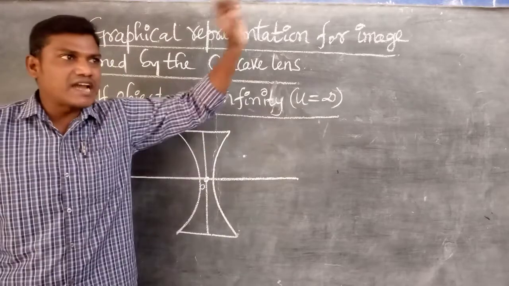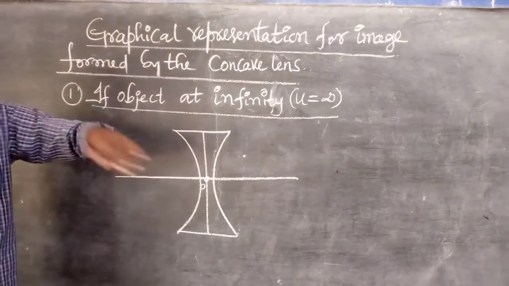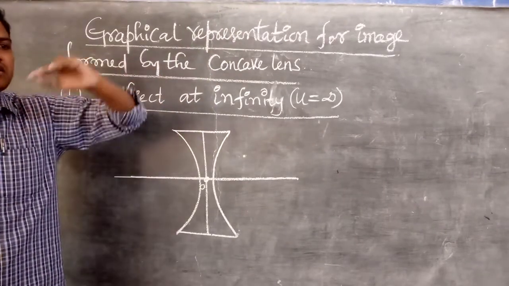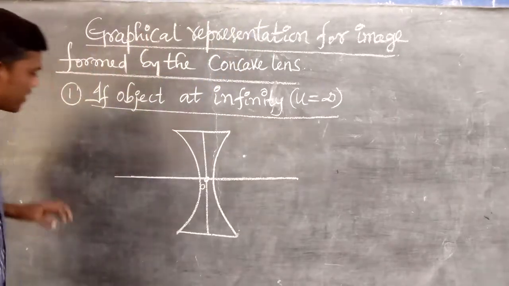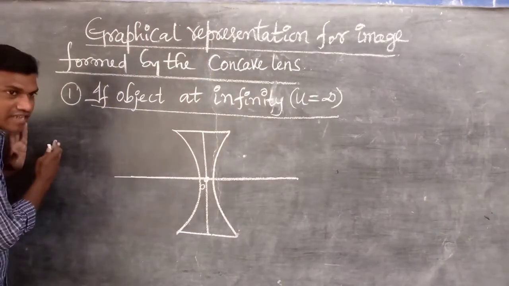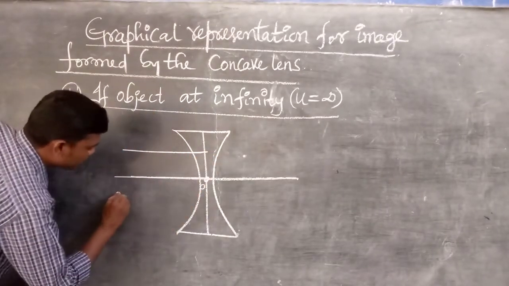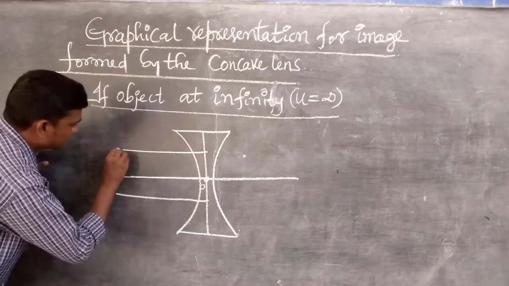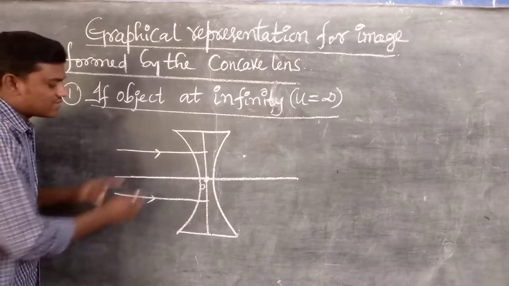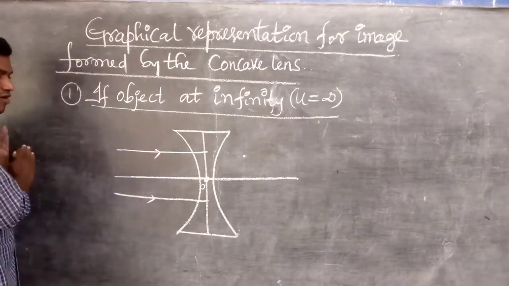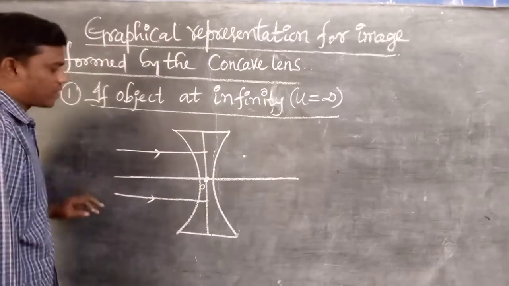If the object is at infinity, according to the property of light, we consider the light always travels in a straight line path from one place to another place. That's why the light rays coming from the distant position of the object we consider parallel to the principal axis. The rays coming from the object we consider parallel to this one.